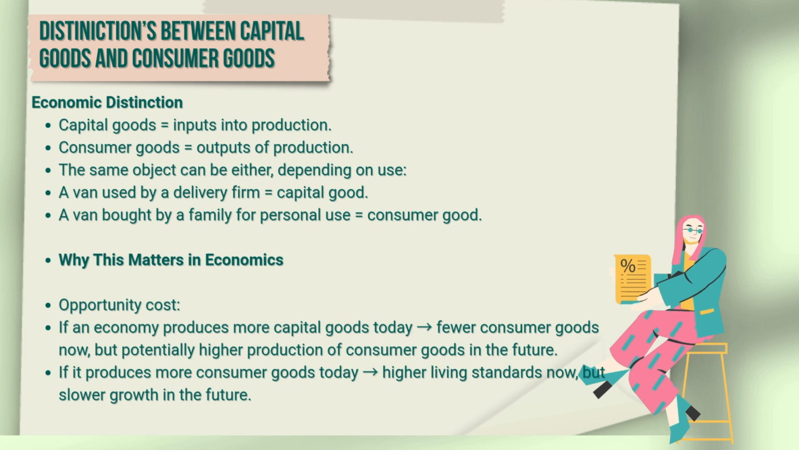So why does this matter in economics? Well, the idea of opportunity cost. If an economy produces more capital goods today, that means fewer consumer goods now, but potentially higher production of consumer goods in the future. If it produces more consumer goods today, that means higher living standards now, but slower growth in the future.